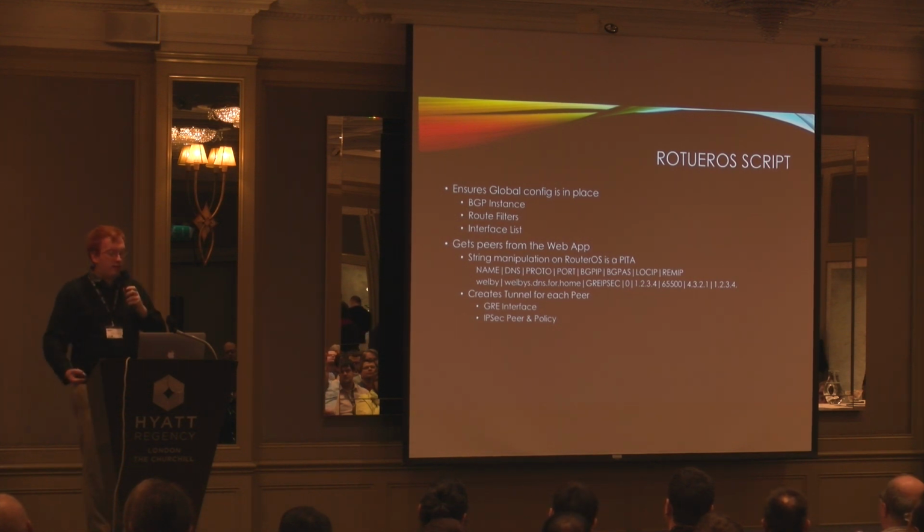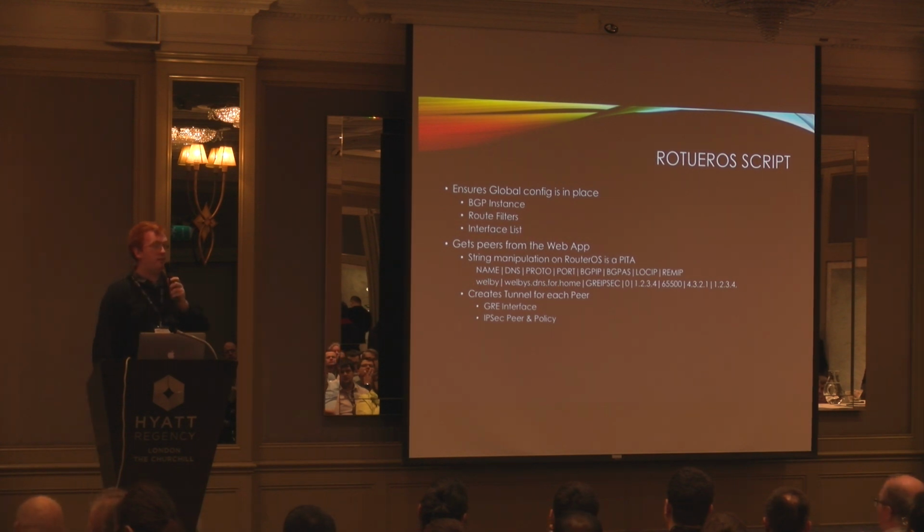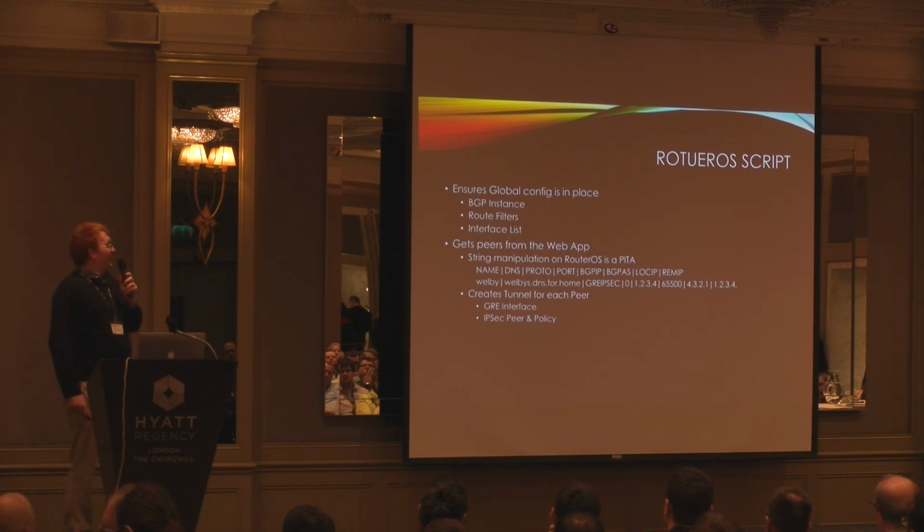Basically, the script will then go and get the peers from the web app. As I said, string manipulation is nice and fun. So what we are effectively doing is sending a string, which is name, and then a pipe, DNS, pipe, protocol, pipe, all these. Putting a comma at the end, and then just keep doing them until we've got no more. Turning that into an array, and then splitting out on the pipe, which is not great, but hey, it works.